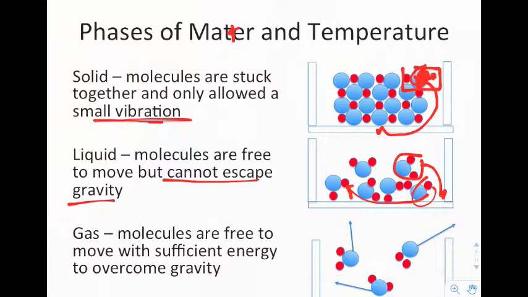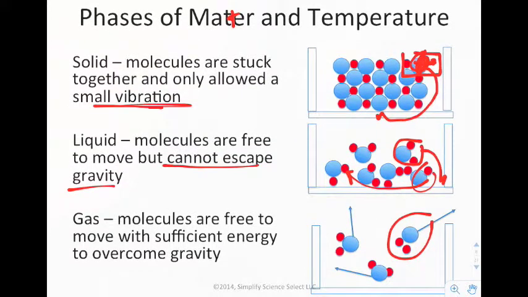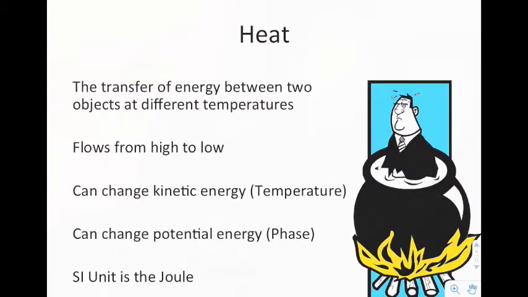Gas molecules are free to move with sufficient energy that they can escape gravity. Gas will fill an entire container regardless of the shape of the container, while liquids just fill the bottom. And solids have no freedom of movement and therefore will just stay in their defined shape.